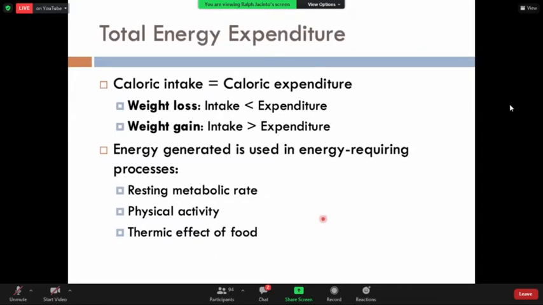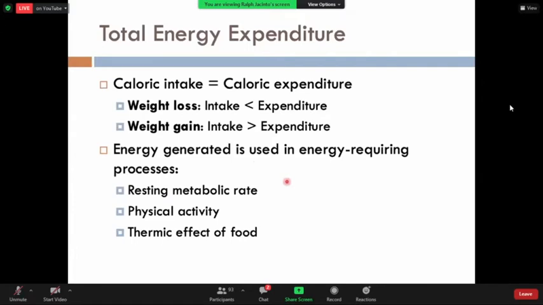In relation to energy requirement is what we call your total energy expenditure. This is the amount of energy that we spend per day. Take note that in order to prevent deficiencies or excess, our intake of calories, our requirement, should be equal to what we spend, in order to maintain our weight. If the intake is less than what we spend, there would be weight loss. If the intake is greater than what we spend, there would be weight gain.